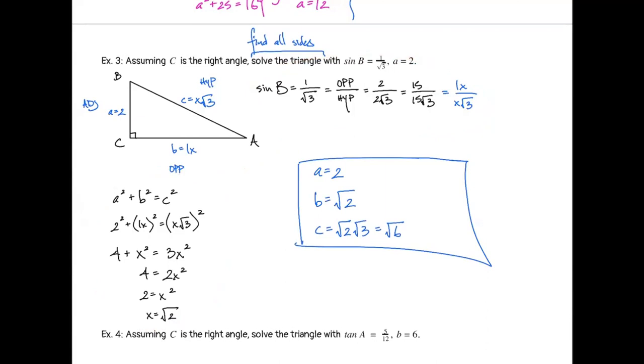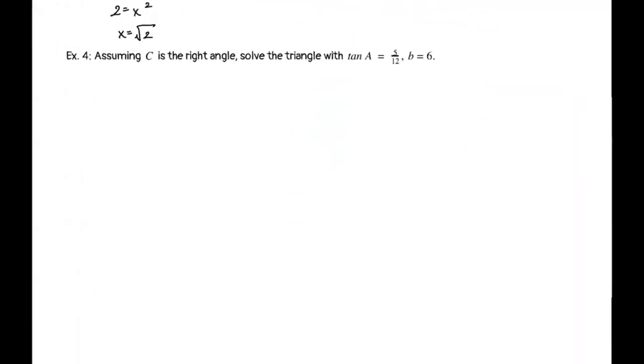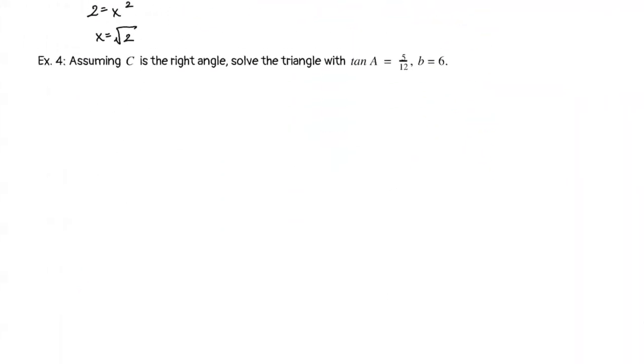But while we're here, let's try a different one, right? I think the more we kind of try these, the more we're like, okay, I kind of get the idea here. And you'll have a chance to practice these on your quiz as well. So Example 4, assuming C is the right angle, solve the triangle with tangent A equals 5/12 and B equals 6.